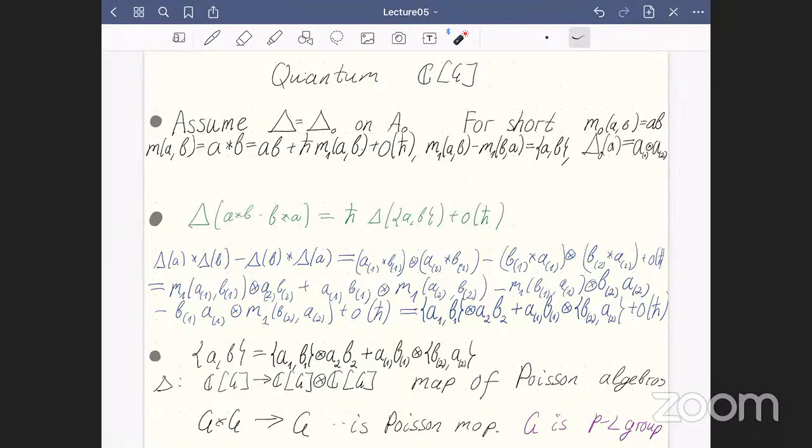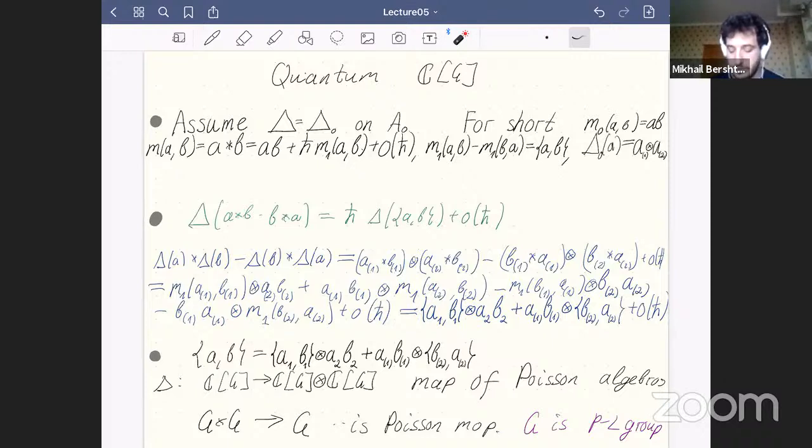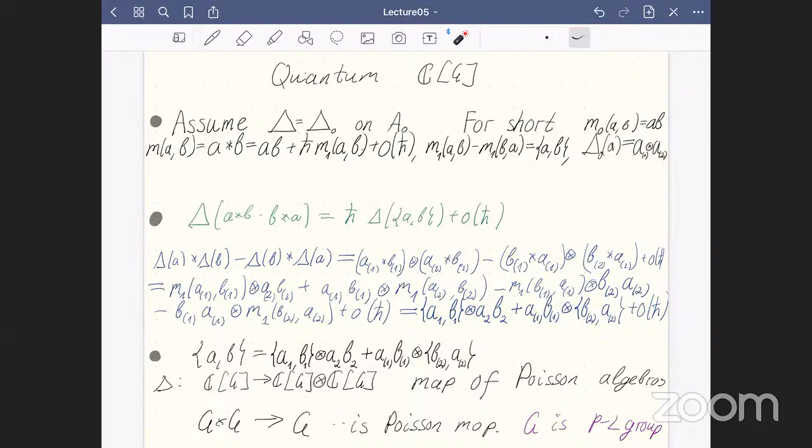Now, I did not quite understand something. Are you considering a primitive element? Where? Sorry, I didn't assume that A is primitive. A1, A2 are not A. They are some elements, I don't know. So you assume a sum here, maybe. Yes, here the sum is assumed. Yes. Okay, for short.